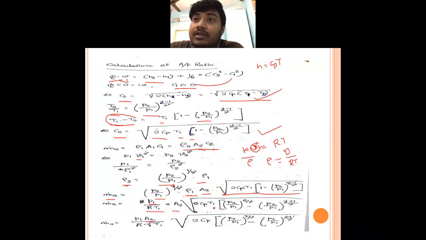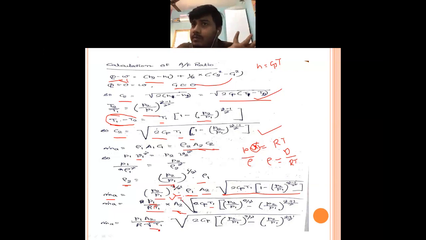and then we'll take this t1 out of the equation. So if we take t1 out of the equation, that means under root t1 will come out of the equation. So if we do the simplification, it will come in the denominator, it is under root of t1. So p1 a2 by r into t1 multiplied by 2 cp and the rest.